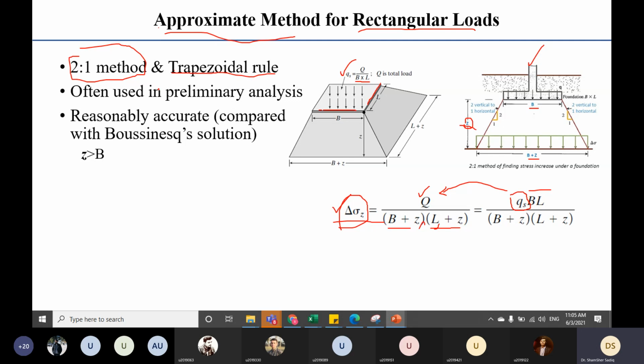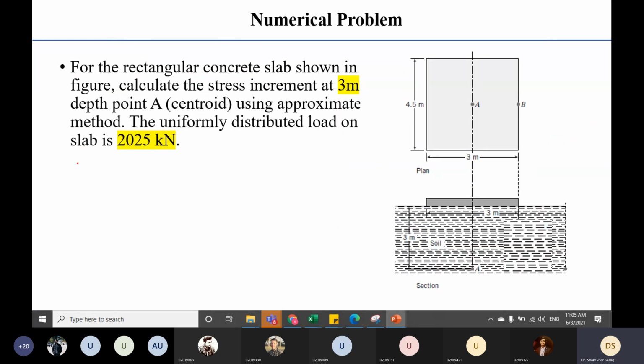This is known as the approximate method, and in literature it has been reported that it is reasonably accurate compared with the Boussinesq solution for depth greater than its width. So let us see one practical example. Suppose there is a building with a lot of isolated footings, and one of the footings is 4.5 meter by 3 meter. Or this could be a raft; there are many types of foundation which you will learn in foundation geotechnical engineering next semester.